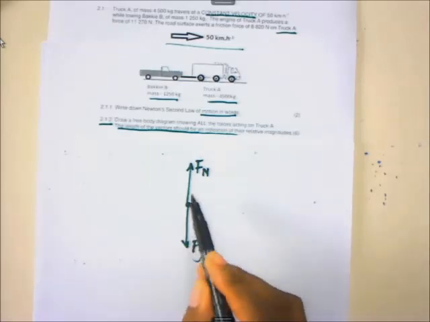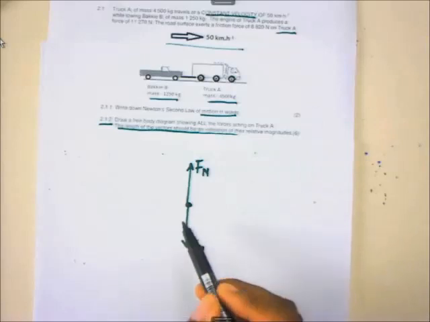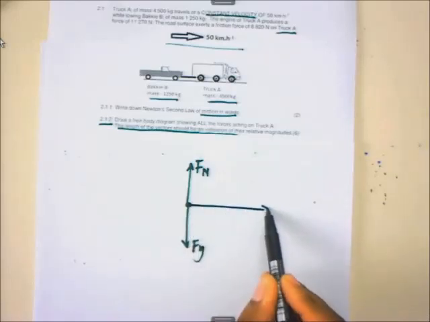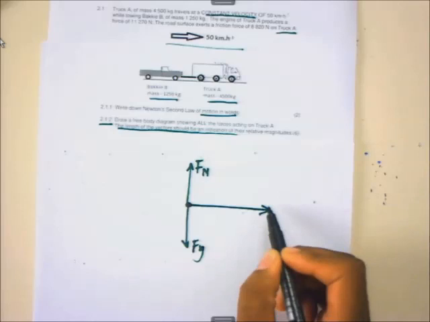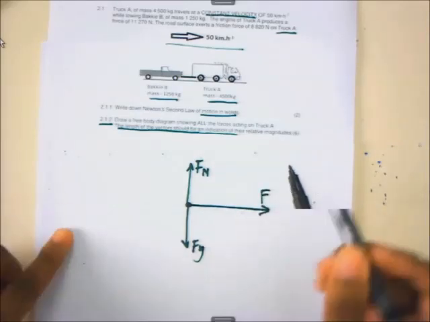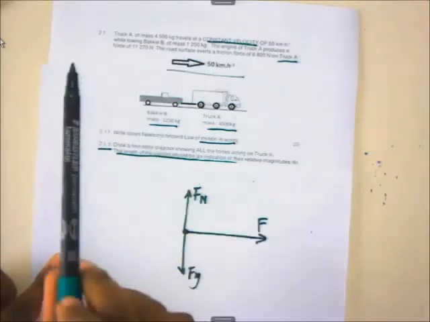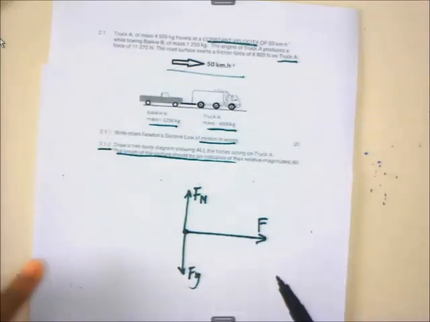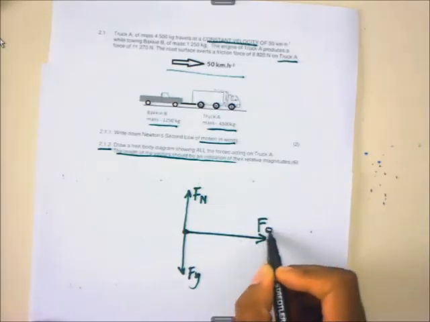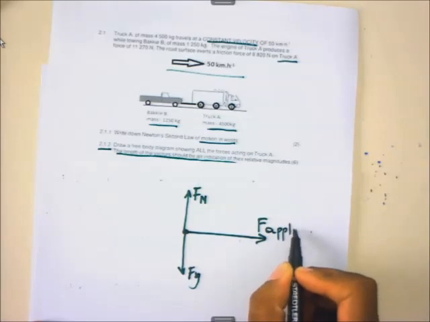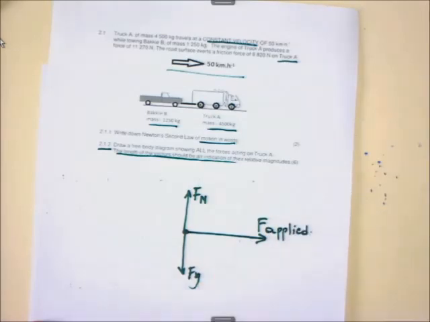So this is the direction of motion. If the object is moving in that direction, it means that there is an applied force, because it says here the engine of truck A produces a force of 11,270 newtons. Now we have the applied force. I normally tell the learners to just write "applied force" as it is, because some of the abbreviations that we use you'll find are not acceptable during the exam.